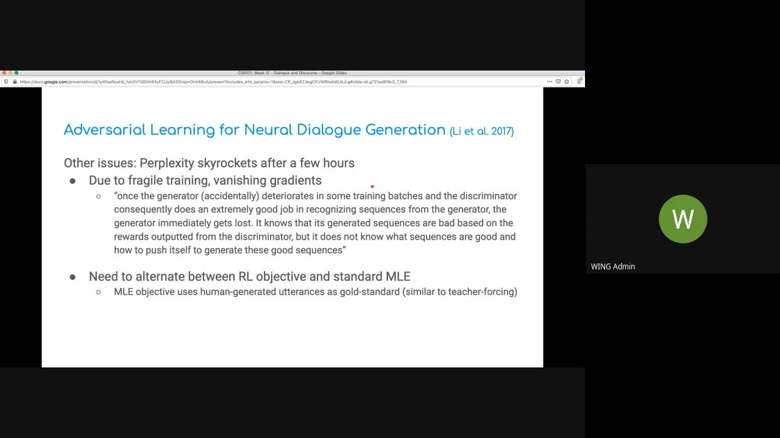It doesn't get a gradient to learn how to improve. Your teacher is just always scolding you, right? You're doing poorly, but not giving any direction about how to improve. Yeah, that's exactly what they say. It's very fragile, because once it accidentally missteps, the discriminator quickly catches on, and then the generator is like, oh, I don't know what to do, I give up. And then it just goes downhill from there.